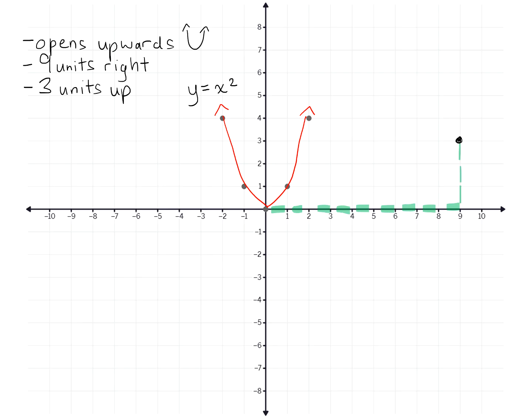I'm going to start by moving my vertex 9 units to the right and 3 units up. I'm going to move another point 9 units to the right and 3 units up. I'm going to move yet another point 9 units to the right and 3 units up. And I can do the exact same thing to my last 2 points. Take a look at our newly transformed parabola in green. It is opening upwards. It has been moved 9 units to the right, and it has been moved 3 units upwards.